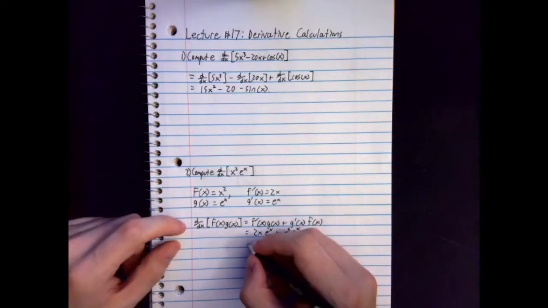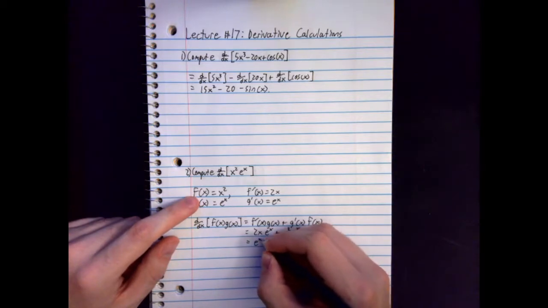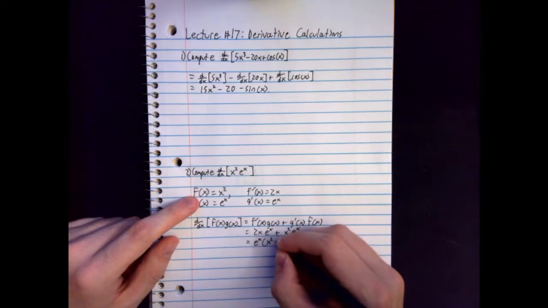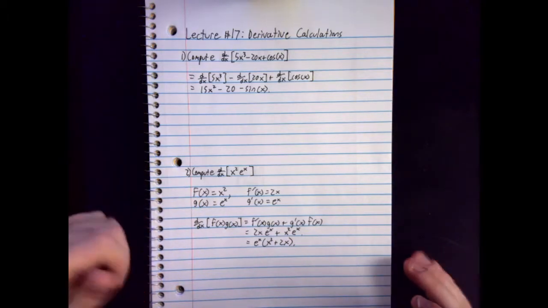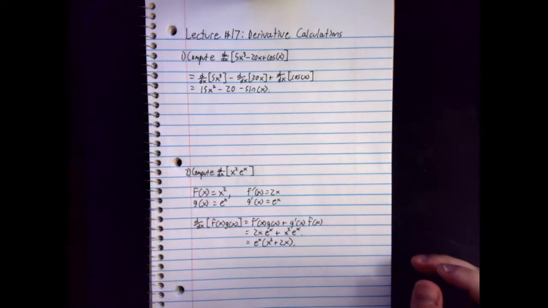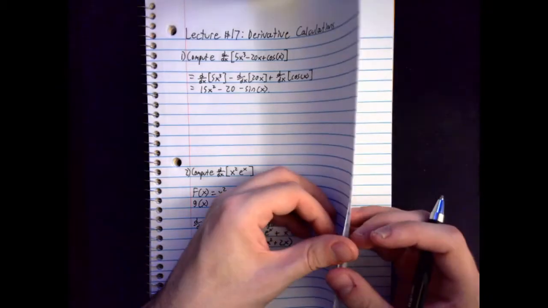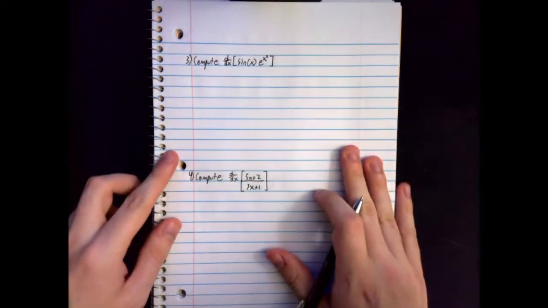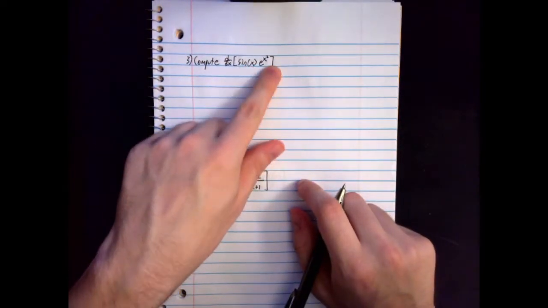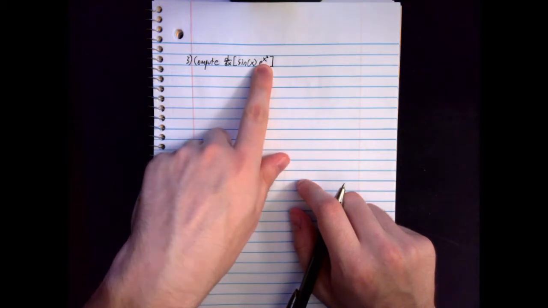Okay, and we could simplify this if we wanted to. This is e to the x times x squared plus 2x. Okay, so there's a quick product rule example. So moving on. For this next one, I have a product and a chain rule that I'm going to have to do.